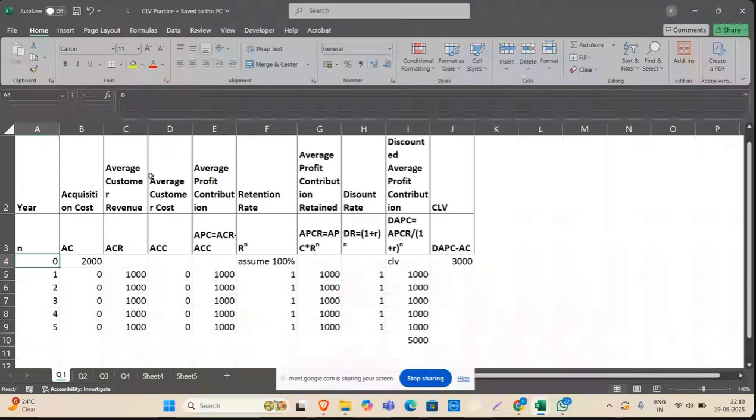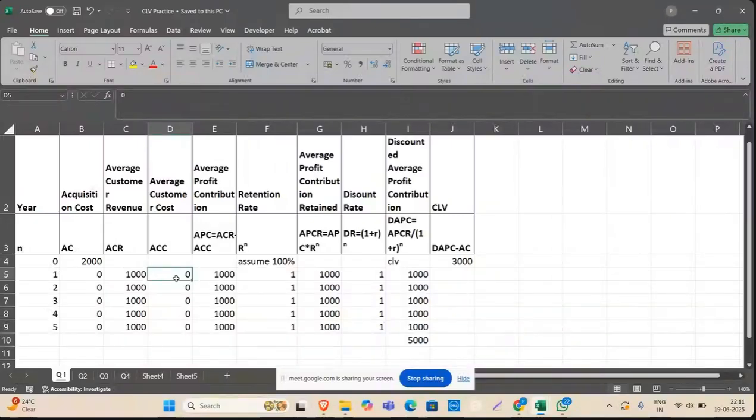And then you have to calculate average customer cost. So here they have not mentioned average customer cost. If they give it, we have to consider average customer cost in the next column. Average profit contribution will be calculated as ACR minus ACC. So ACR we have as 1000, but ACC, in the question they have not mentioned. So 1000 minus 0, it will be 1000 only.